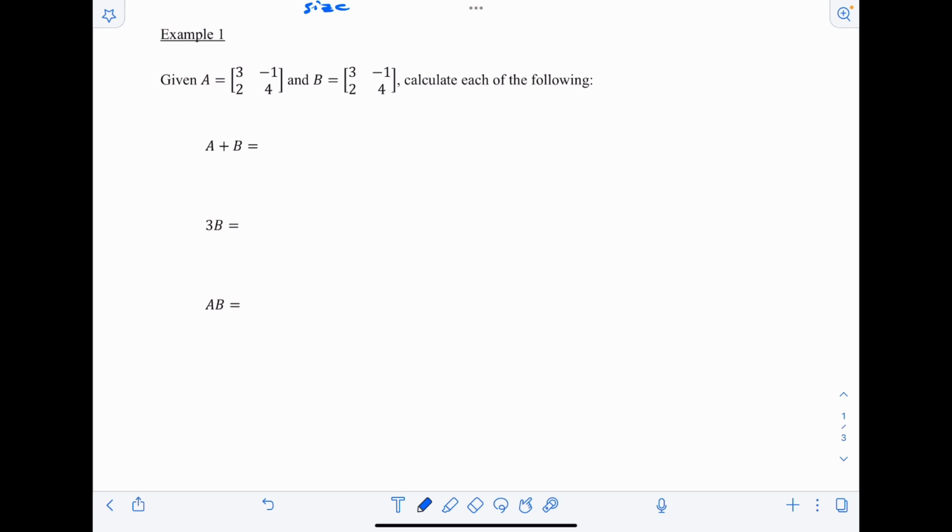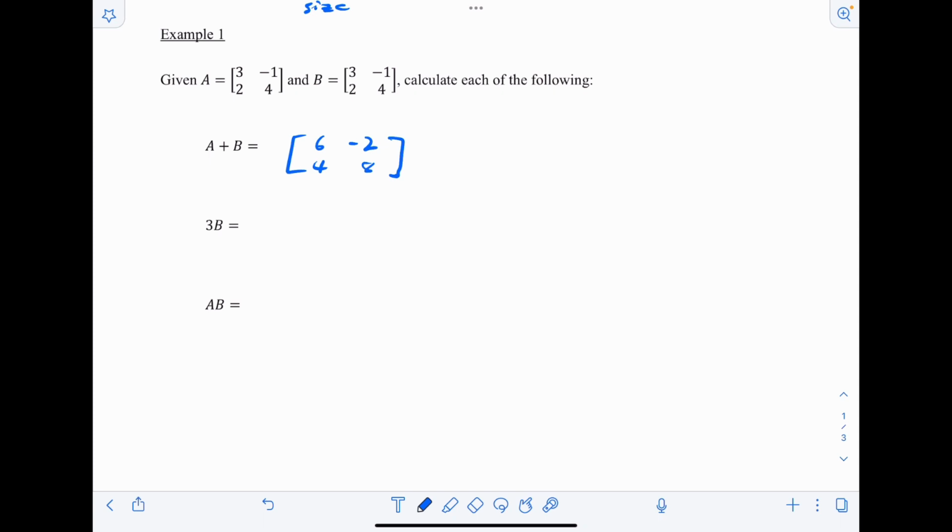So for the first one, again, we're just going to add these together. I'm not even going to bother to rewrite these. We're just taking 3 plus 3 is 6. The -1 plus -1 is -2. 2 plus 2 is 4. And 4 plus 4 is 8. Again, just adding the like entries. And I just noticed those matrices are the same. I didn't necessarily intend to do that, but that's fine.